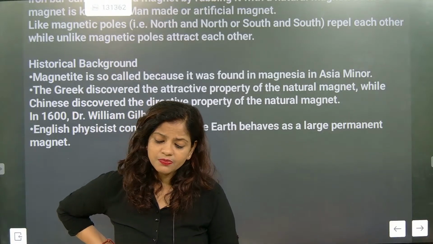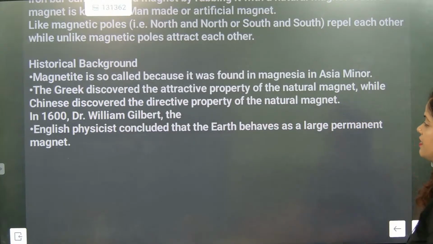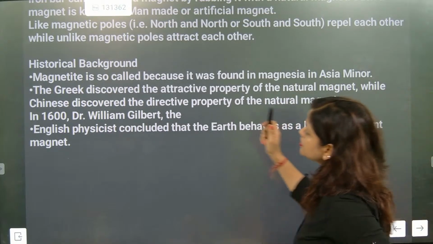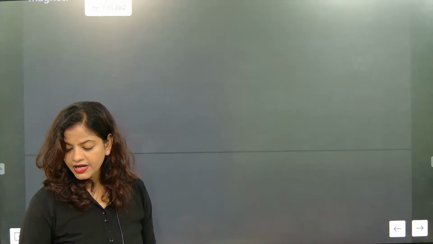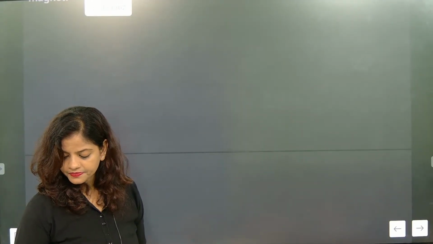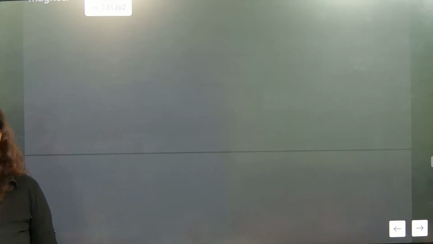What is the highest powered magnet till now? Need to check. Highest powered magnet, I didn't know about it. Okay, so Earth physicists concluded that Earth behaves as a large permanent magnet. Earth is behaving as a large permanent magnet. Understood? Okay. I am in live class. Tomorrow I'll give next.